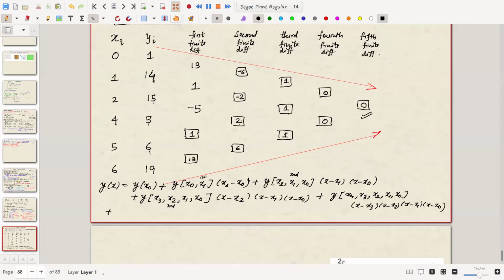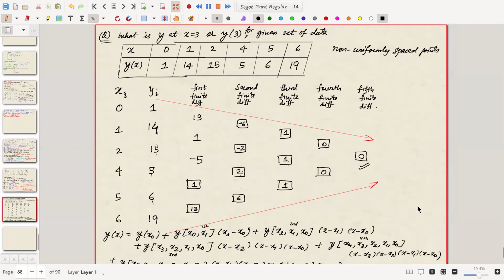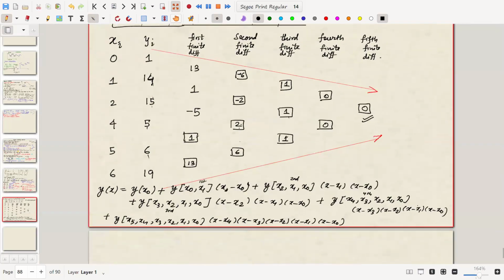Plus this is the second, this is the third, this is the fourth. Then we have the fifth, the last. Y of times. Is it correct? Yes.